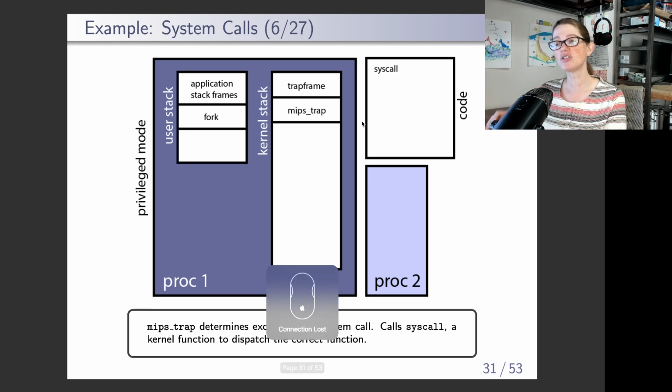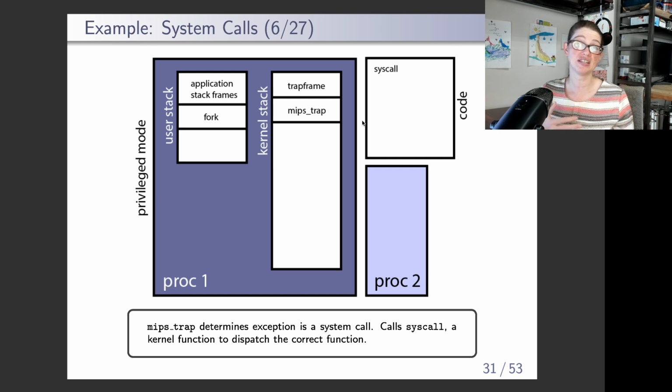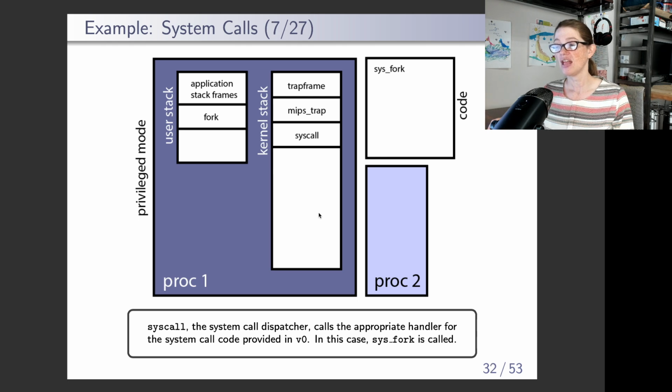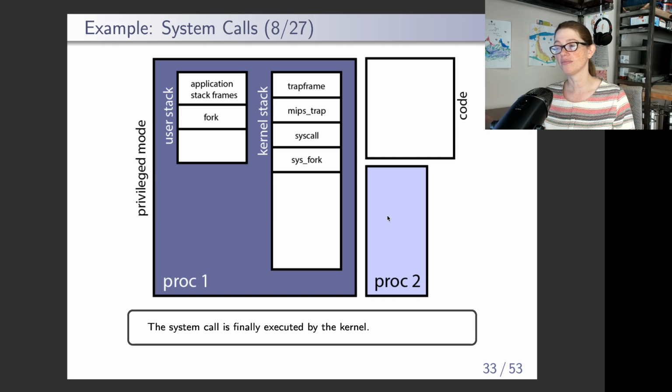Now inside of Mips trap, we are going to end up re-enabling our interrupts because they were disabled when the exception was thrown. We're going to re-enable them because we realize this is not an actual interrupt, it's just a system call. So it's safe to have those exceptions and interrupts back on. And then we're going to call syscall to figure out, okay, well, which system call is it? Now, while we are in syscall, we look at register V0 to get the call code and we realize it's fork, and then we're going to try executing sysfork.